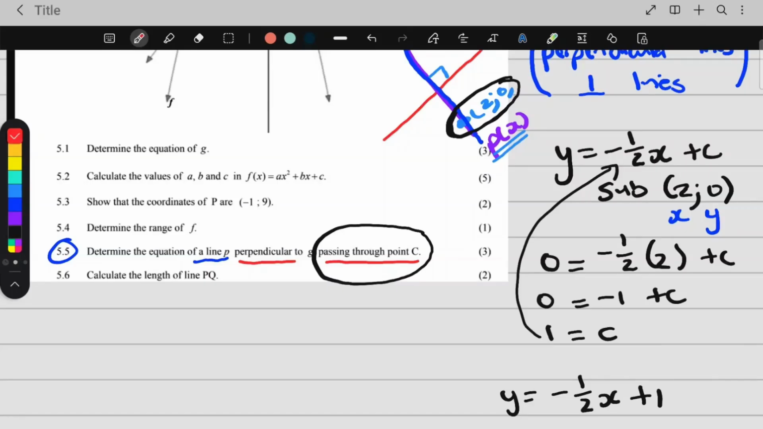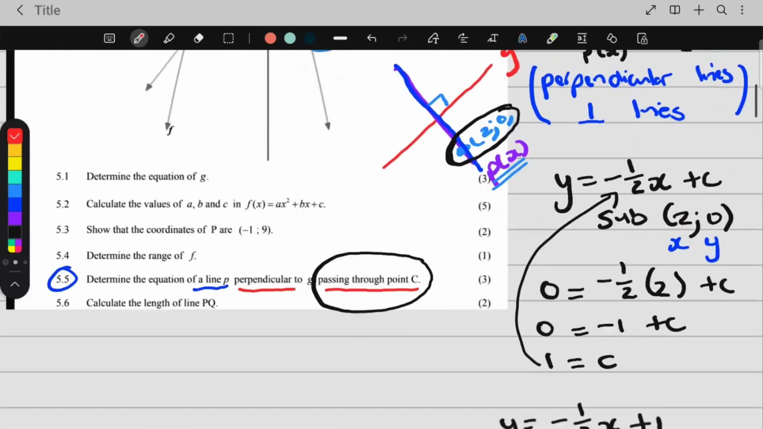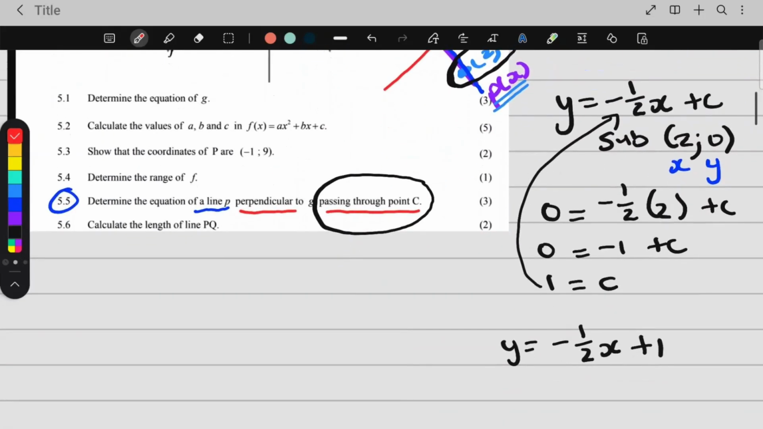So how do you get your 3 marks? You get your first mark by working out the gradient. Then you get your second mark for working out c. And your last mark you get for writing the equation down. Let's look at the last question.